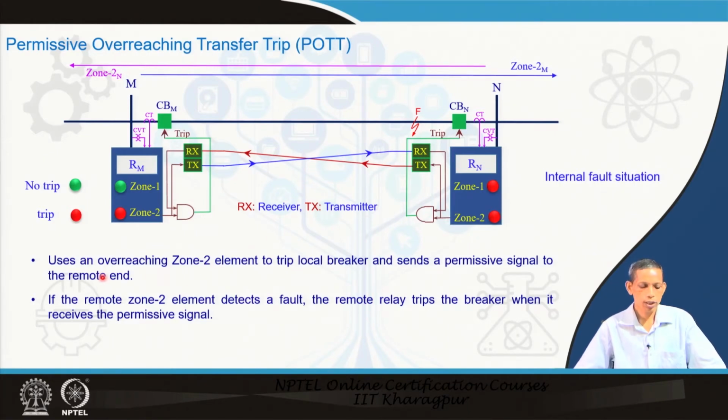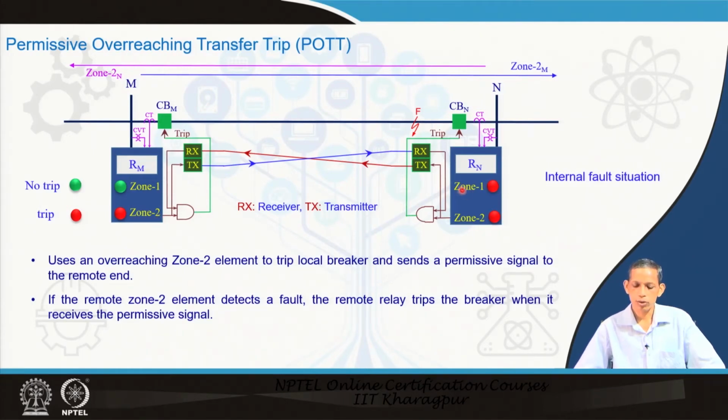What it does here is, it uses an overreaching zone 2 element to trip the local breaker and sends a permission signal to the remote end. If the remote zone 2 element detects a fault, the remote end trips the breaker when it receives the permission. So, suppose the fault is here, at this position, and a fault at this position. You see here that zone 1 will not pick up, but zone 2 may very likely pick up for this one.